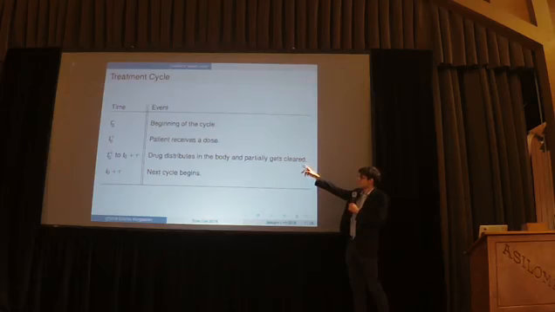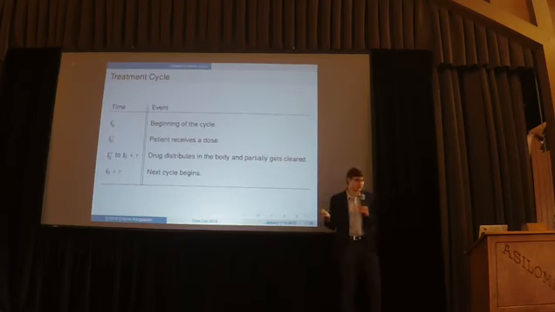At T0, the cycle begins. The patient receives a dose, so you're going to have a spike in the drug mass inside the patient's gut. Then the drug is going to diffuse in the patient's body according to the differential equations that I presented before, and then the next cycle begins.